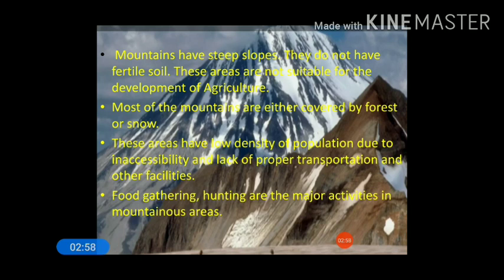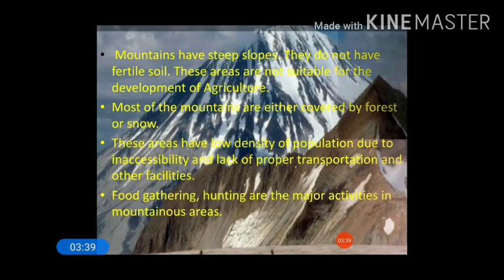Now the next point is food gathering. Hunting is a major activity in mountainous areas. As agriculture is not done in mountainous areas, people living there generally prefer food gathering, and they go for hunting. Although the scenario has changed now, people living in mountainous areas do not do all these primitive activities, they are engaged in other activities. Food gathering and hunting are not done in the present generation, as the scenario has changed due to other developmental activities.